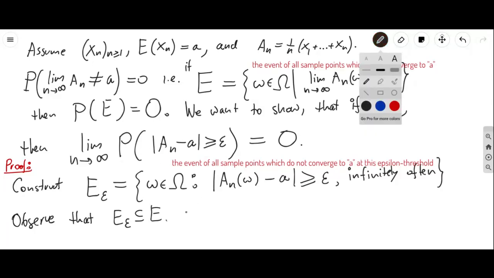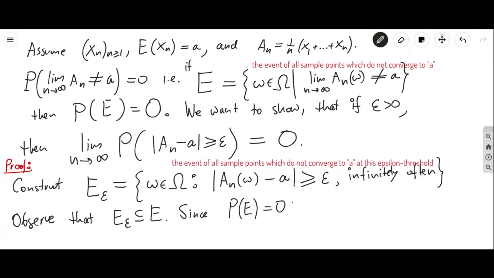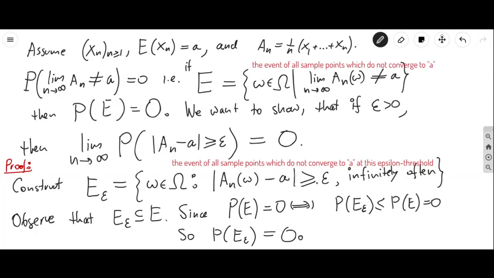And since the probability of E is 0, because this is what we are assuming, we are assuming the probability of those sample points, that event, occurs with probability 0. It will therefore imply that the probability of this event, which is bounded by the probability of that event, is 0. And so the probability of the event E subscript epsilon also happens with probability 0.